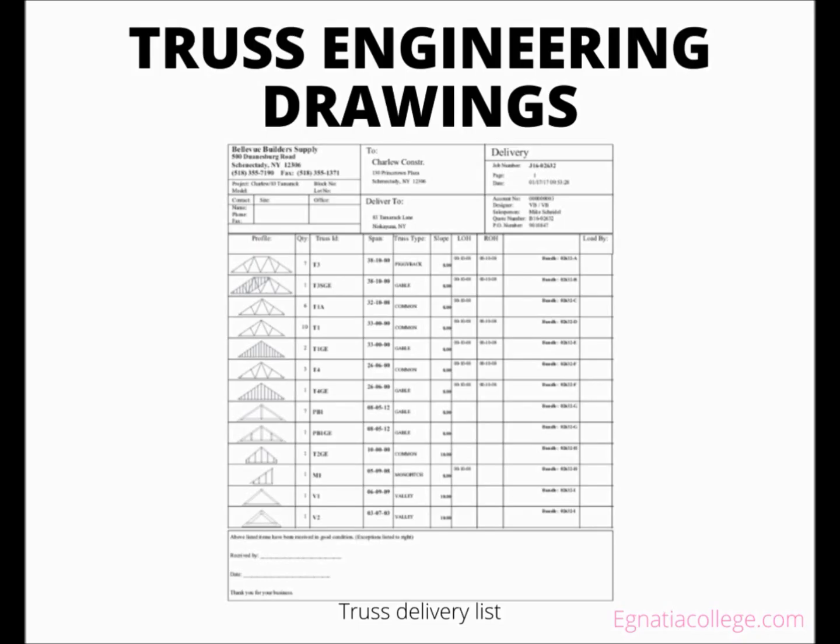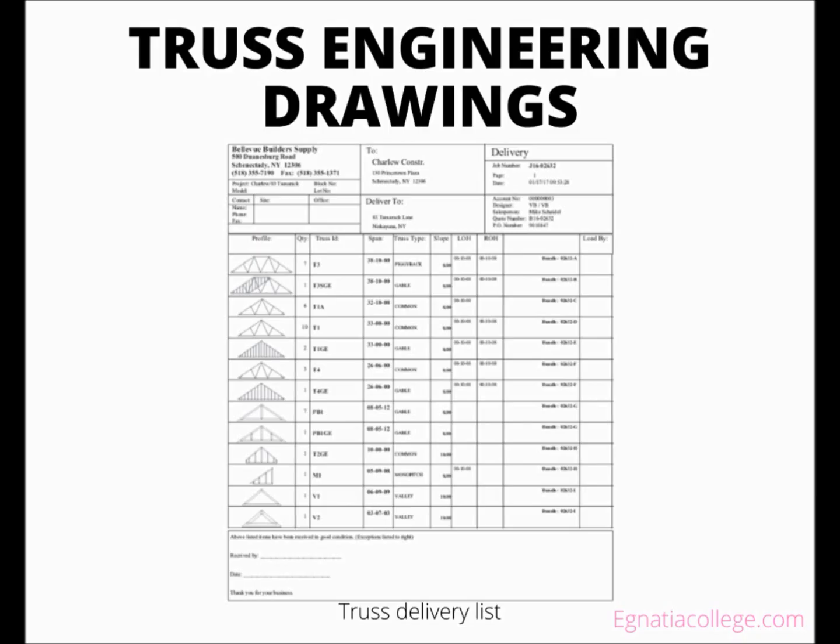Profile, a small drawing showing the basic shape of the truss. Quantity, number of each type of truss needed for the building. Truss ID, the engineer's letter/number designation for that truss type. Span, the distance between the outside walls the truss will cover.